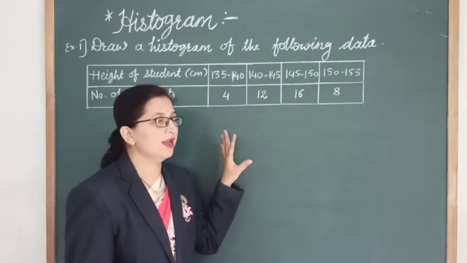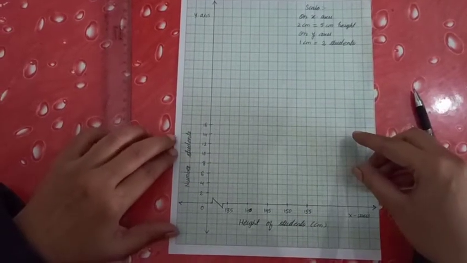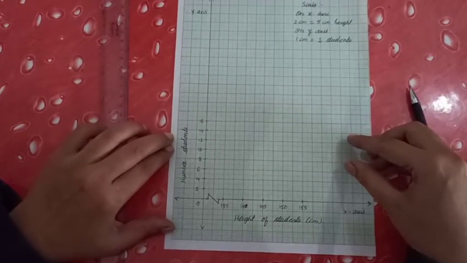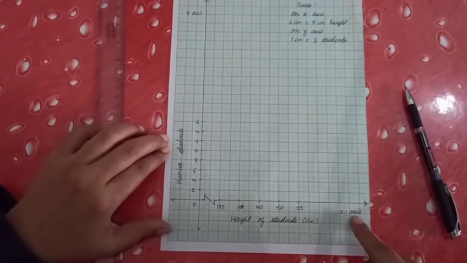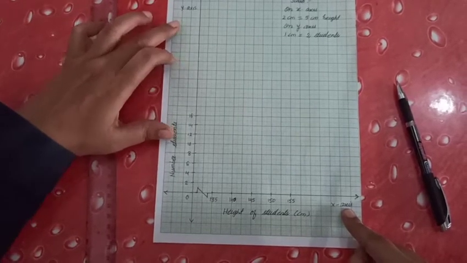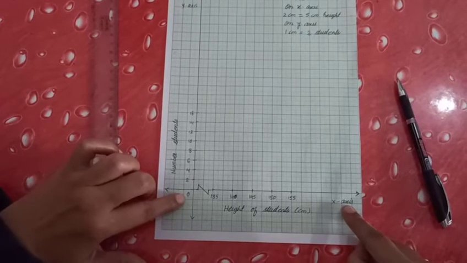Okay? So let's draw the histogram on the graph. So dear students, to represent this information in the form of a histogram, let's first draw the x-axis. So this horizontal line is the x-axis and this vertical line is the y-axis. And where these two axes intersect each other, that is our point of origin.